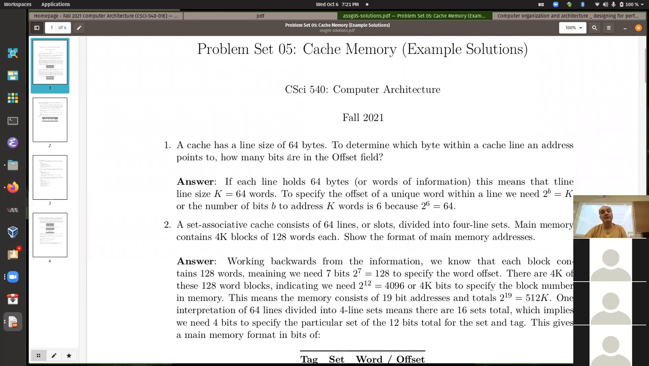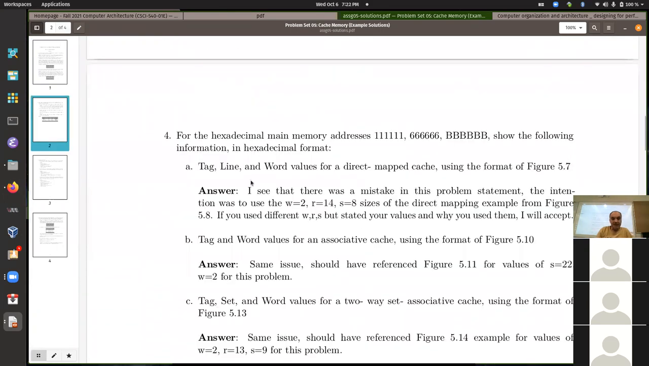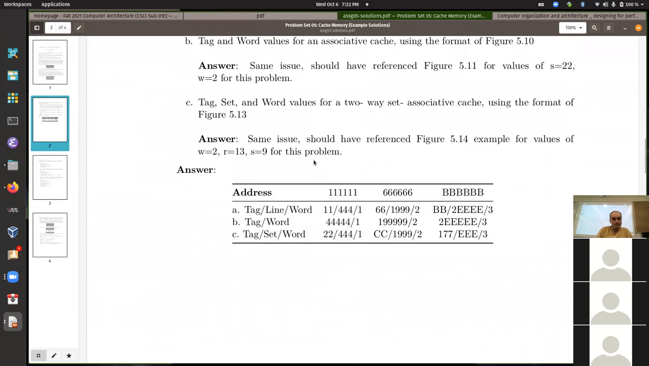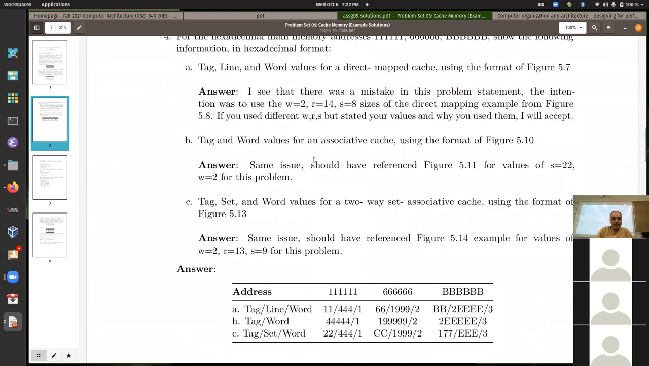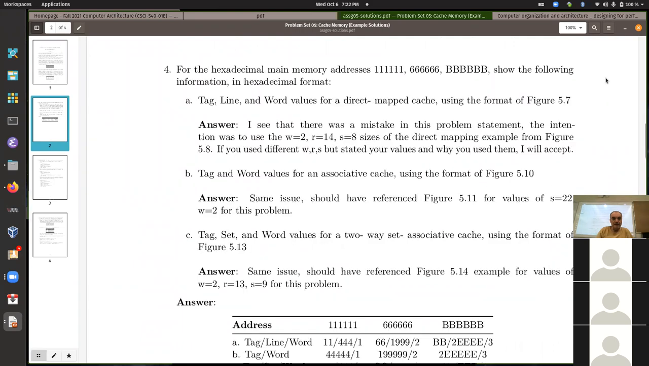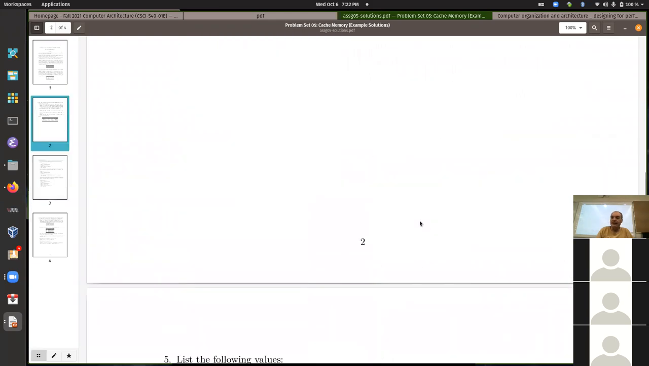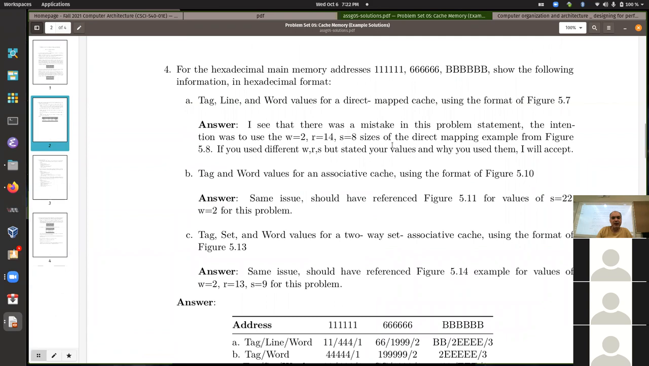Cache memory problems. First of all, I found after looking at these that question 4 and 5 were a little bit ambiguous. I didn't get any queries about this. Well, that's not true. I got one person asking me about figure 5.7, and I might have been misunderstanding them at the time. But it seemed like most people figured it out, so I'm not too certain if there's an issue or not.